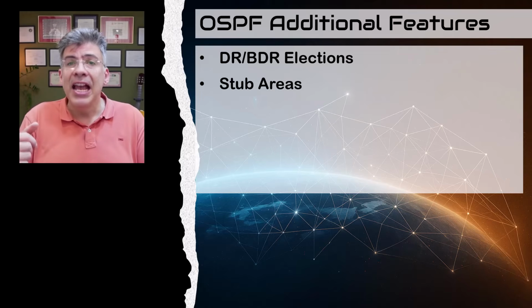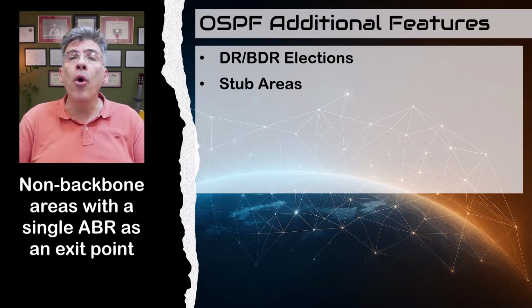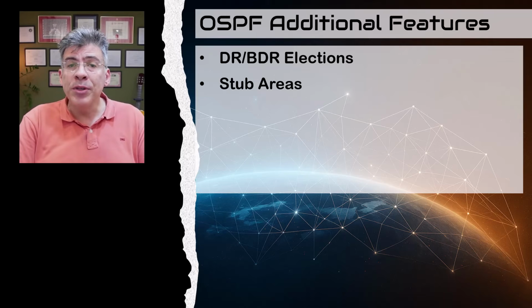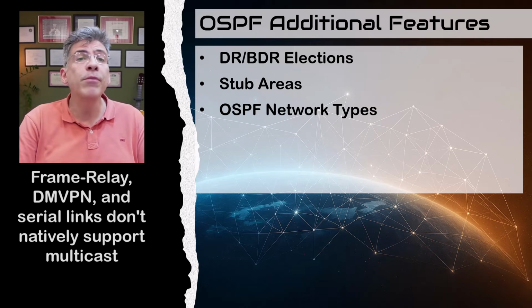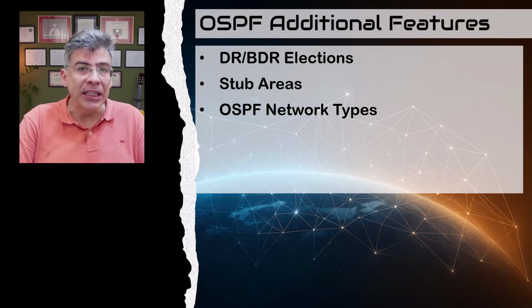Then we have stub areas. These are non-backbone areas that can be defined to minimize the size of the routing tables in routers found within those areas. Stub areas are those that only have a single exit point, that is, via a single ABR connected to the backbone network. OSPF can also be configured to operate with various network types. Some networks don't support multicast, for example, and thus OSPF cannot function out of the box to create network adjacencies. For this reason, OSPF can be configured to operate differently depending on the network type being used.